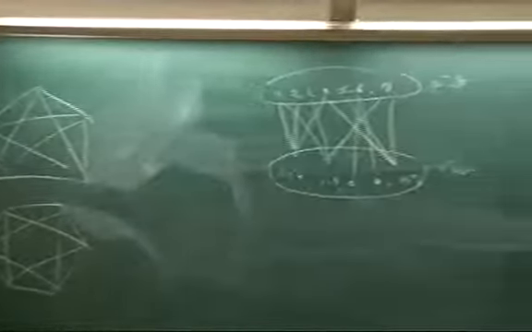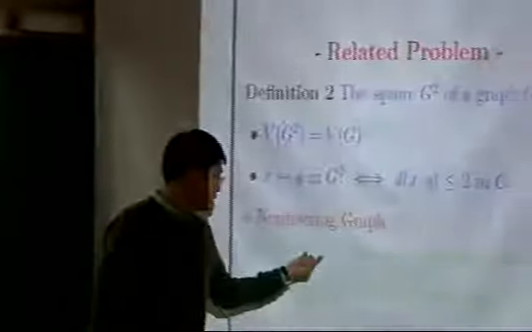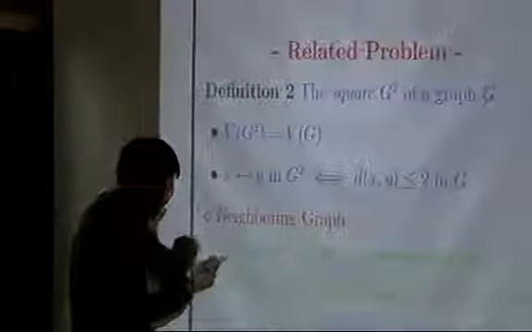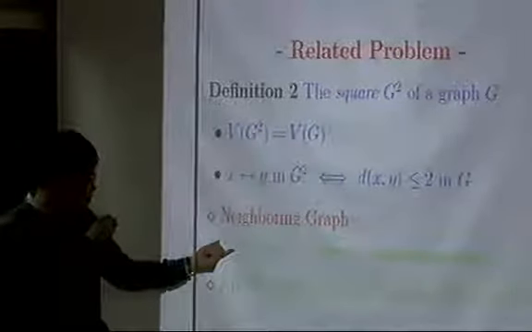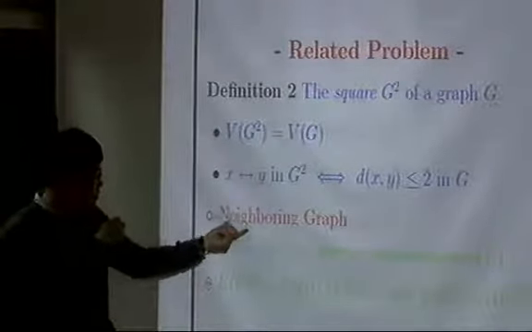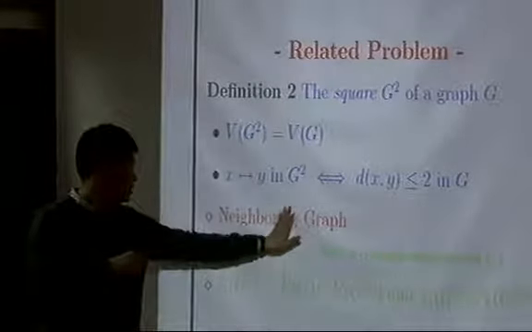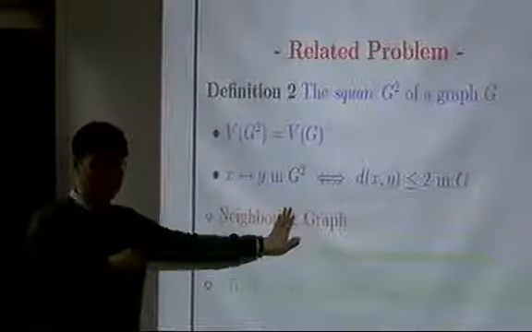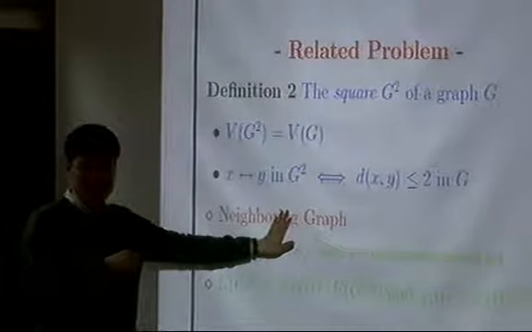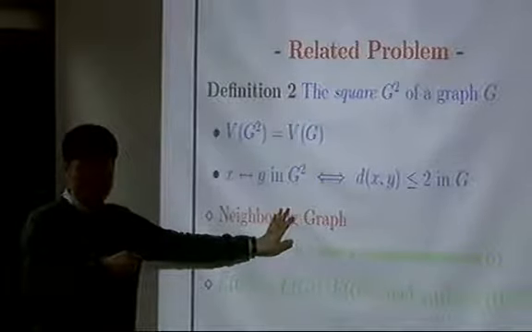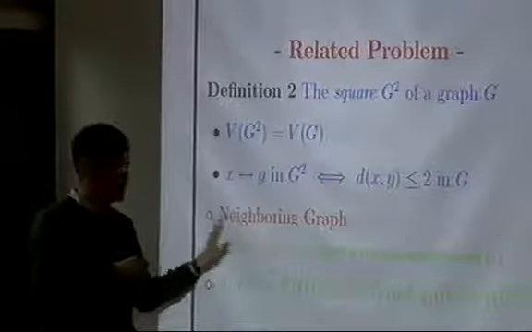Here, if two vertices have a common neighbor, then we make them adjacent. So we define this graph. Some people call this type of graph the neighbor graph. Actually, the injective chromatic number is the same as the chromatic number of the neighbor graph.